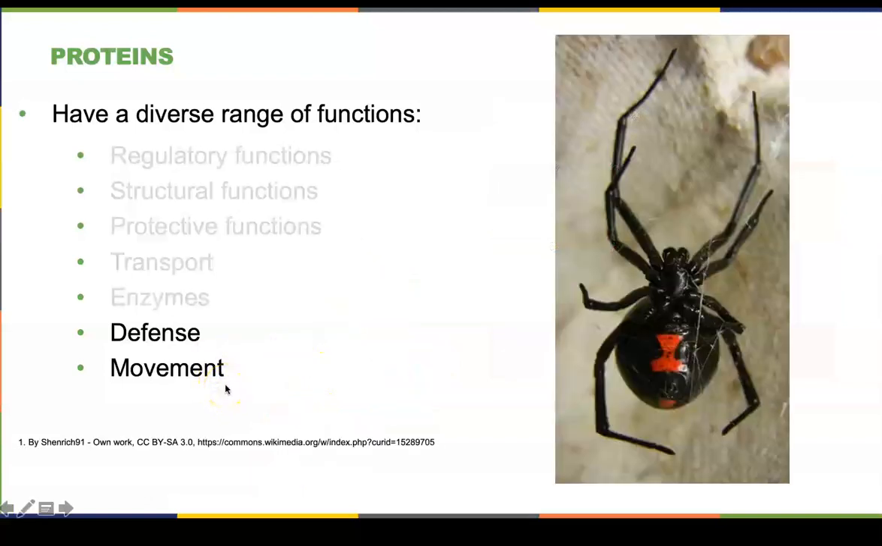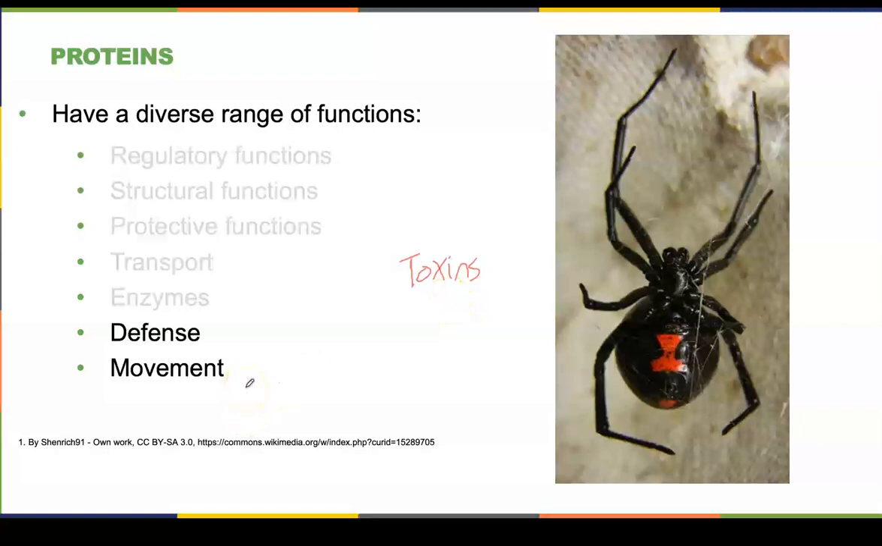Another function of proteins is for defense. And one such function is making toxins, such as the toxins made by a black widow spider. That could, of course, it could inject into the body of an insect or a human if it was either trying to eat or trying to defend itself.